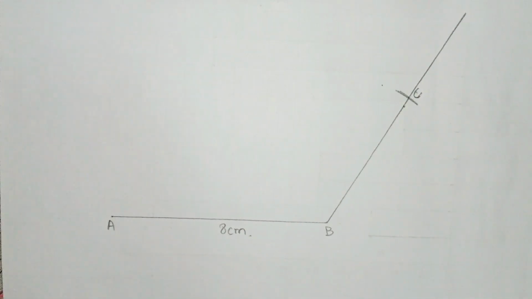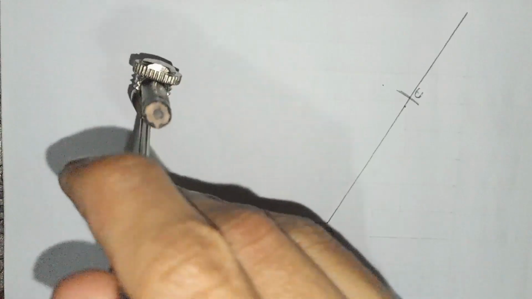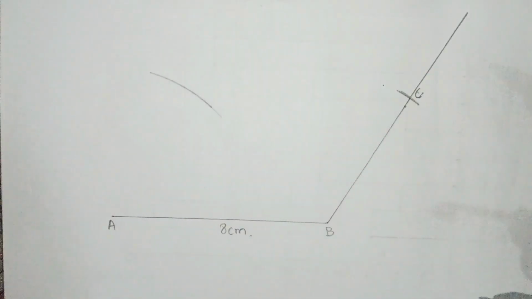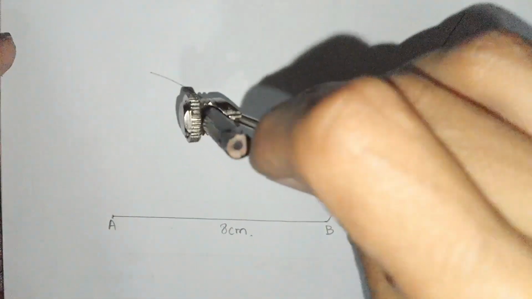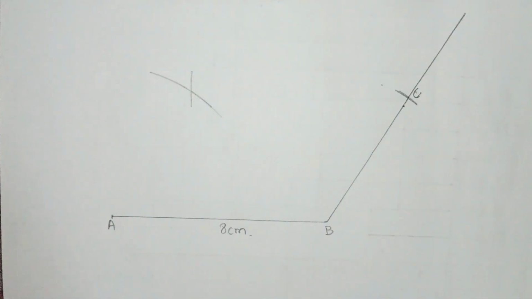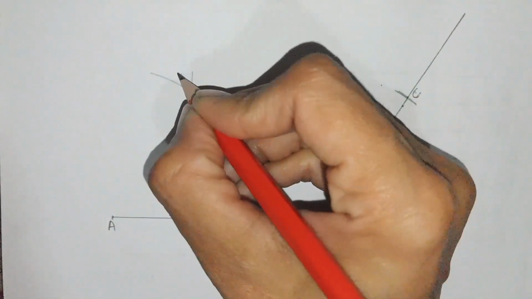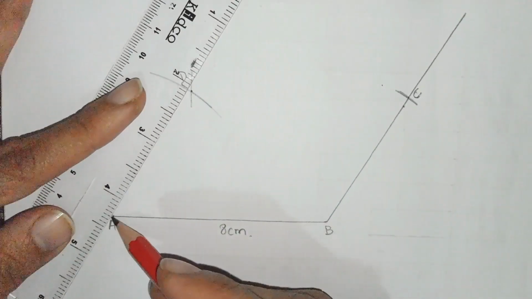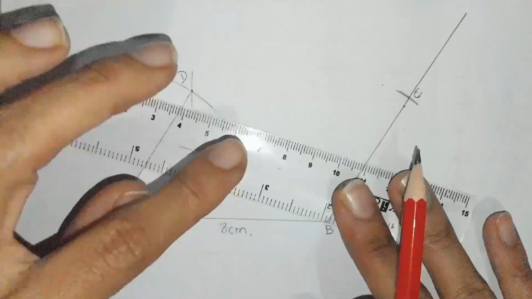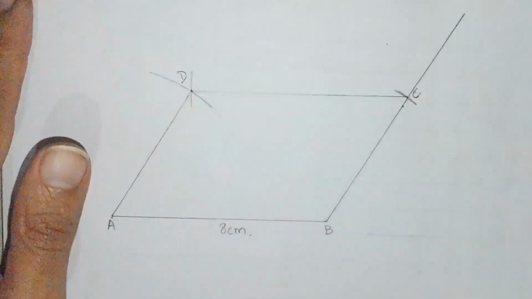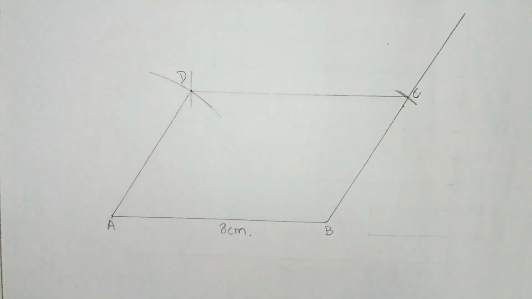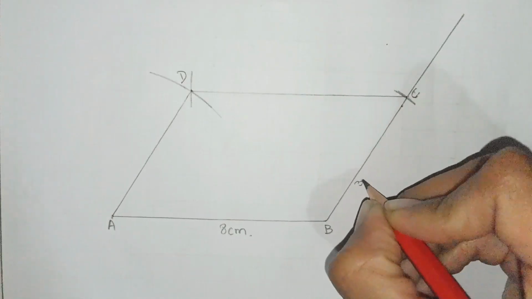Now, students, you know that this is the parallelogram and the opposite lengths are equal. So I am drawing the line, and now open the compass of 8 centimeter. Then place it at point C and mark that point D. This is the point D. Now join this point. This is our required parallelogram. And this line is equal to 5.5 centimeter.